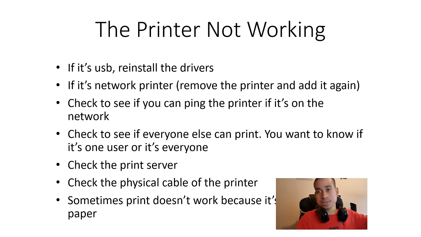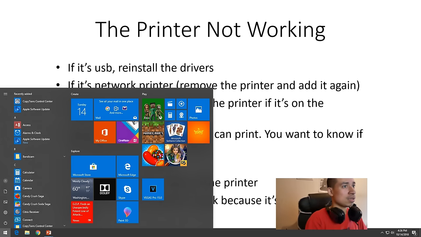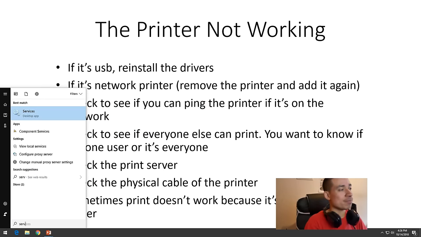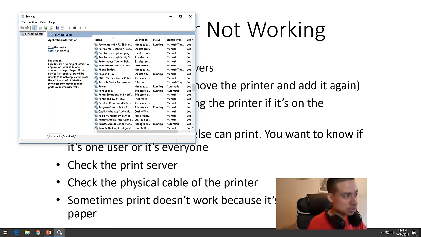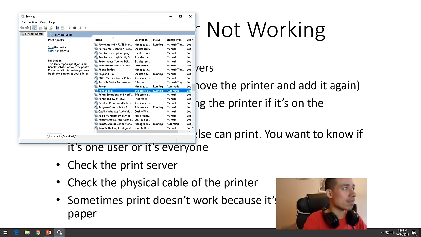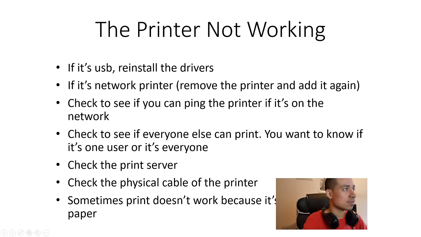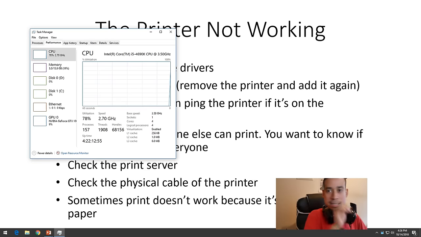Printer still not working? Go to someone else, check to see if they have the same printer, and have them print. If it works for them and doesn't work for this person, there is something wrong with their computer. Doesn't work? Check the print spooler. Go to services, go to print spooler, stop it, start it again, hit okay, and that's all you have to do. Then try having them print again.